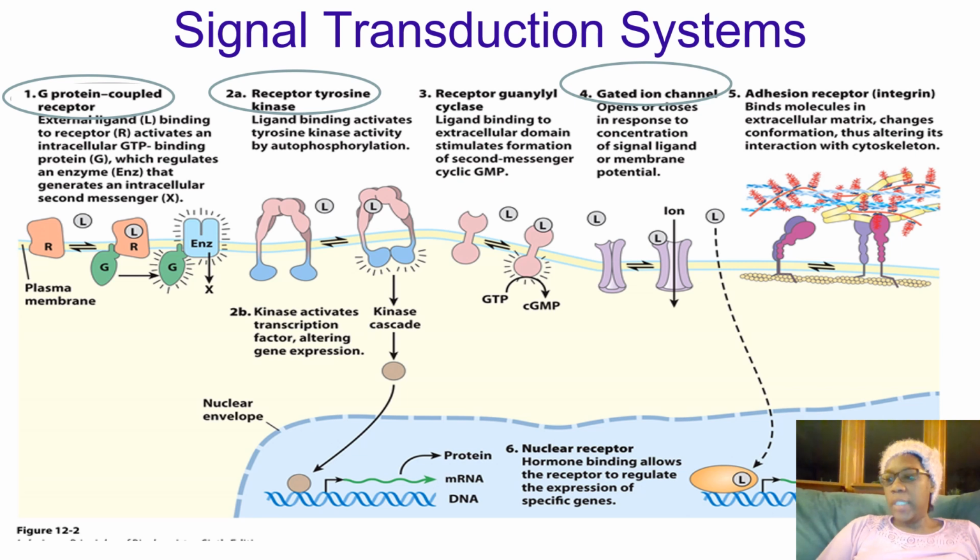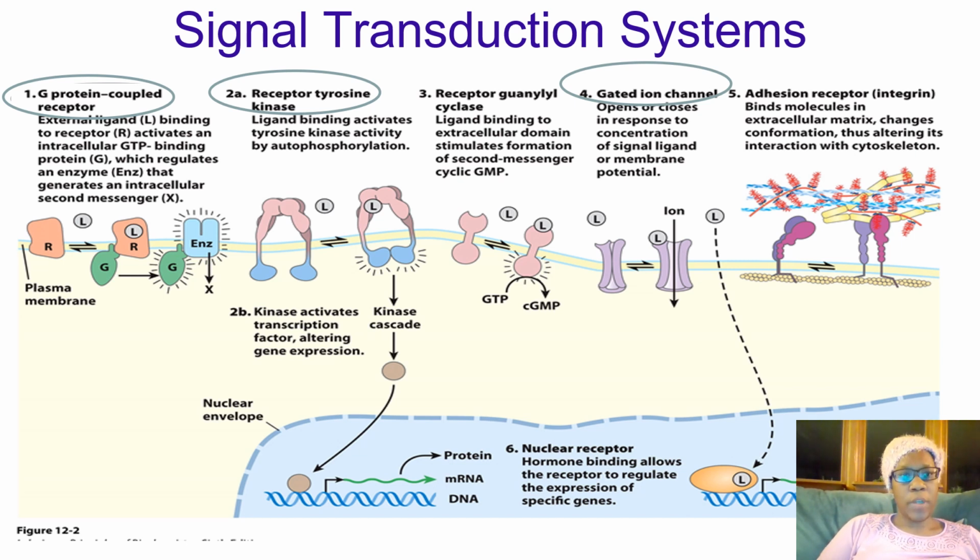There are several signal transduction mechanisms that are very well studied. You can see there are 6 of these on this slide. We are going to focus on just 3 of those that I mentioned in the objective. There's G coupled protein receptors. We'll learn about receptor tyrosine kinases as well as gated ion channels.